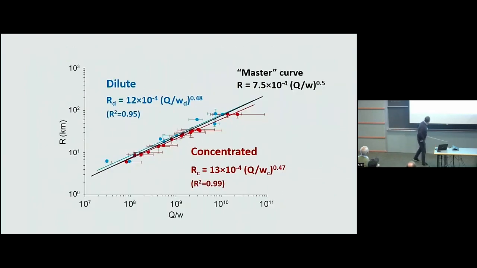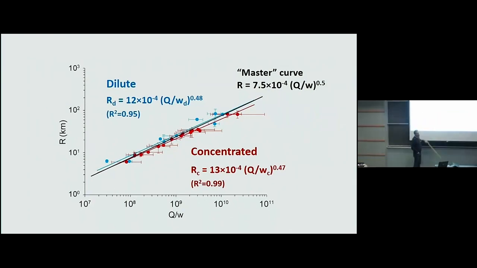And with these values of settling velocity, we can calculate the ratio Q over W and obtain the following trend, which is nearly coincident to that for the dilute currents. And considering the whole set of data and the theoretical exponent of 0.5, we can define a kind of master curve for the flows irrespective of their physics.